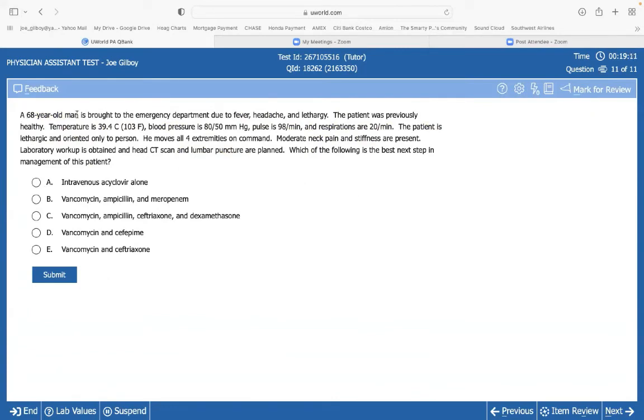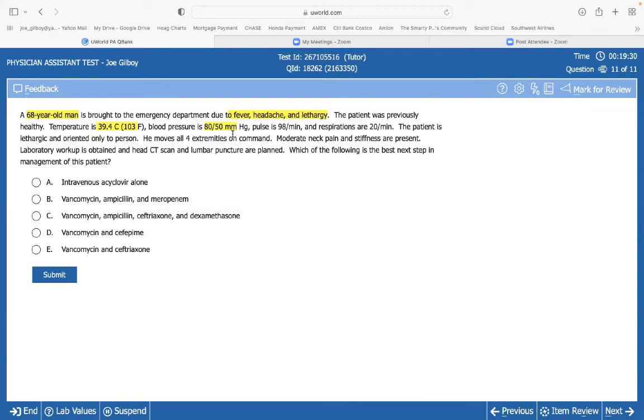I've got a 68-year-old man, right? So 68, brought to ER due to fever, headache, and lethargy. And you're going, okay, something's up. The patient was previously healthy, so something happened. He is febrile. He is hypotensive, isn't he, guys? This guy's not doing well.